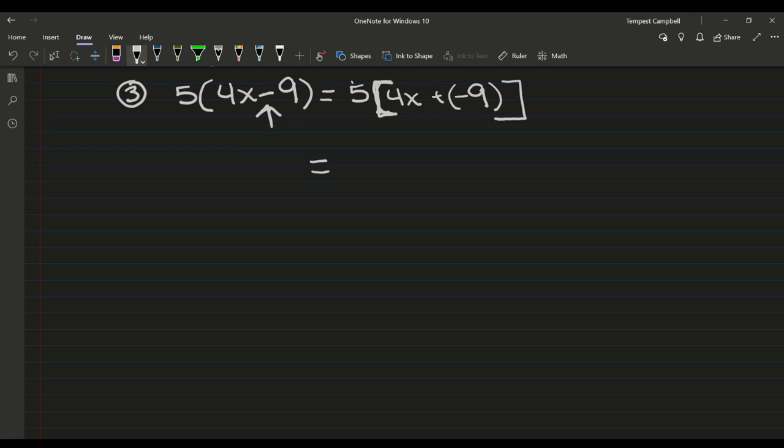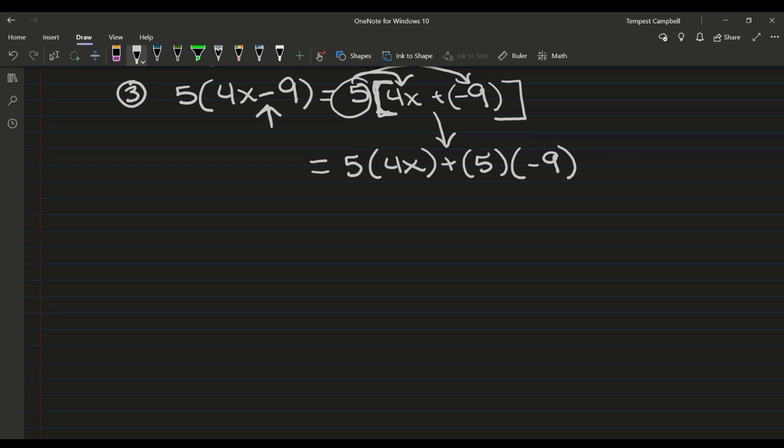So the way to think about this is we're going to have 5 times 4x and then 5 times a negative 9. This will make a big difference if, say, you have a negative number in front. So we have 5 times 4x plus, because we always bring down our plus sign, positive 5 times a negative 9. So right now, it technically doesn't matter that we have a negative sign there, but it will matter if we have a negative number in front that we're distributing.